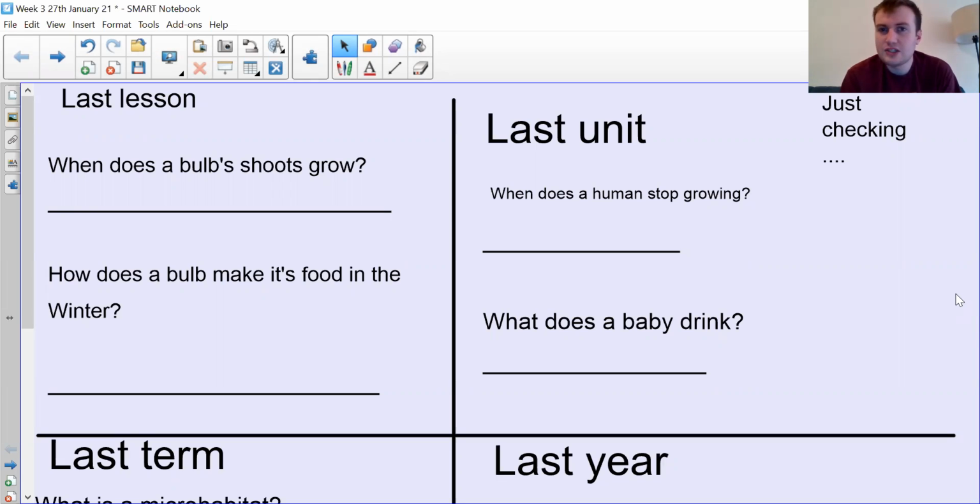You know how we start these off, looking back at our previous learning, okay? So, from last week, when does a bulb's shoots grow? And then the other question from last lesson, how does a bulb make its food in the winter? Think back to last week when we were learning all about bulbs.